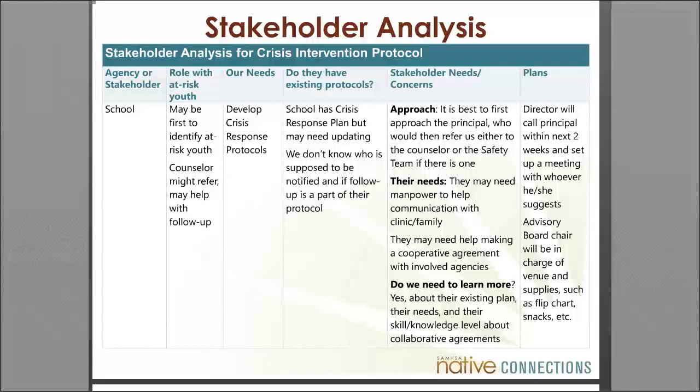And then when you look over at the plan, be concrete in what you're putting there. The director will call the principal within the next 2 weeks and set up a meeting. The advisory board chair will be in charge of the venue. There are supplies that you might need, such as flip charts, snacks, whatever. When you're putting your plans in, think back to how you developed your strategic action plan. When you detailed your objectives and your activities, you put a sequence of events in there. Think about that part for your plan. Put in a sequence of events that will help you meet the stakeholder analysis for this specific crisis and intervention protocol.